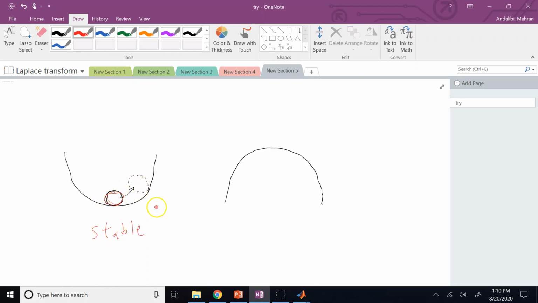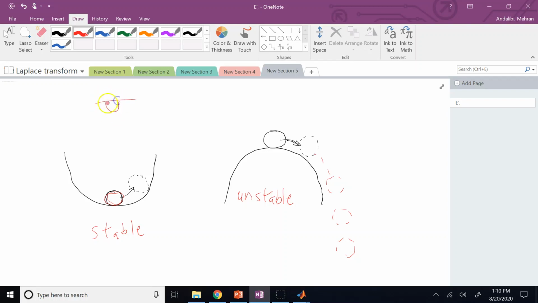Right? Now what about this case? If you put the ball here and give it a little bit of push and bring it here and let it go, what happens? Yes, it will never come back. It just keeps going further and further away, right? So this is what? This is unstable, right?